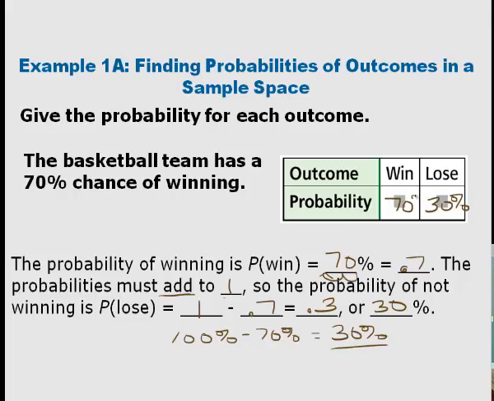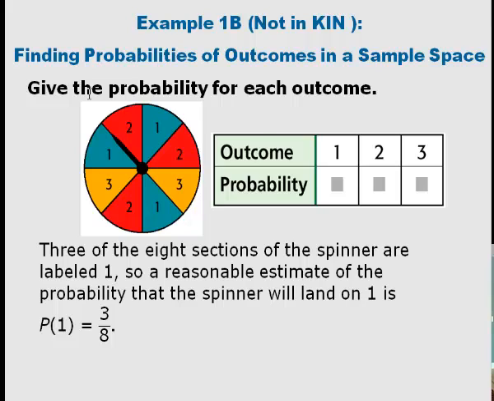Probability of winning was 70%. To stress this again, 70 plus 30 equals 100%. 0.7 plus 0.3 equals 1. Probability must equal 1 or 100, depending if you're working in numbers or percentages. This is not in your notebook, but you do need to know this to do your homework.